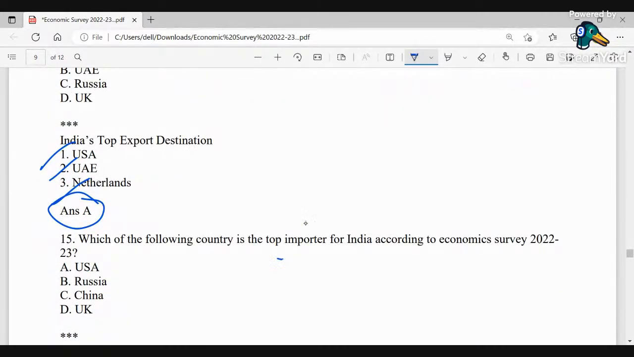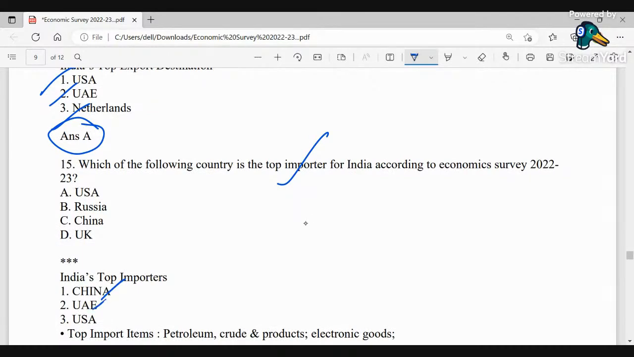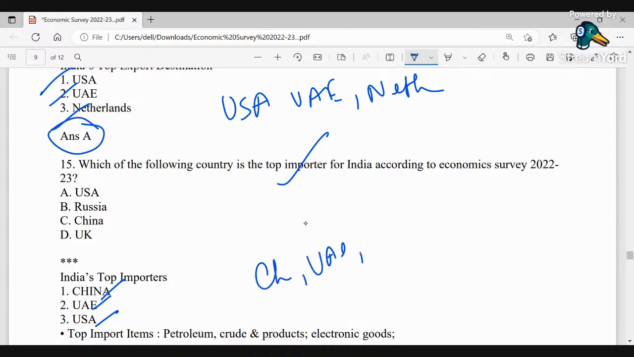Then if I talk about imports, I am telling you together: India's top importers, China, UAE, USA. So exporters: USA, UAE, and Netherlands. And India's top importers: China, UAE, and USA. So please do remember this one.